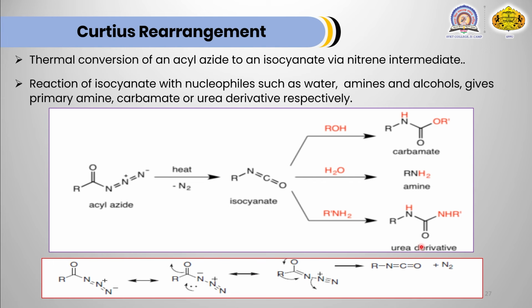Hence in Curtius rearrangement, we can prepare this type of product by using different solvents which react with that isocyanate. When alcohol is there, there is formation of carbamate. When water is there, there is formation of amine, and if we use primary amine, then urea derivative is formed.